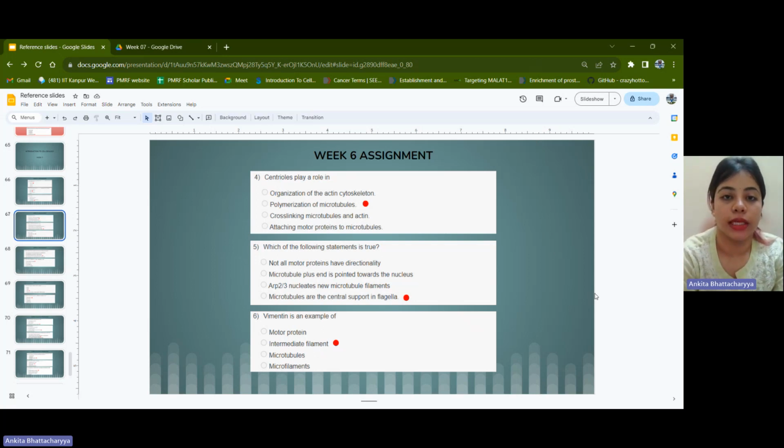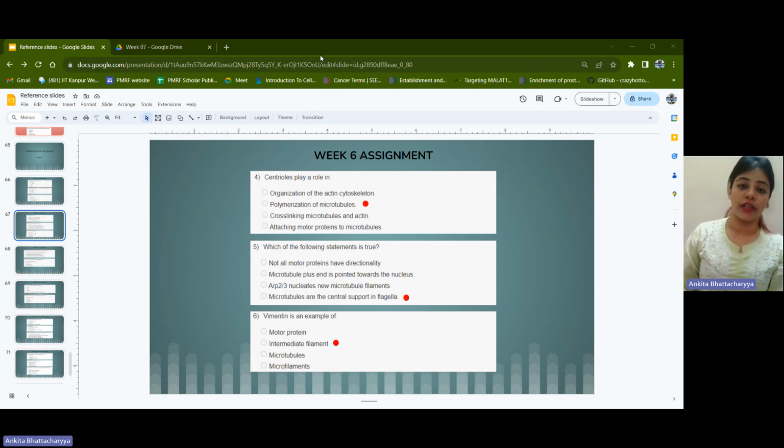Centrioles play a role in organization of the actin cytoskeleton, polymerization of microtubules, cross-linking microtubules and actin, or attaching motor proteins to microtubules. The correct answer in this case would of course be microtubule polymerization. You remember we had in some slides extensive details about what forms the centrosome, the centriole and the pericentriolar material, where the microtubule organizing center is present and from where microtubule polymerization takes place. That is the key center from which the microtubules would originate and how tubulin would keep getting added or removed.